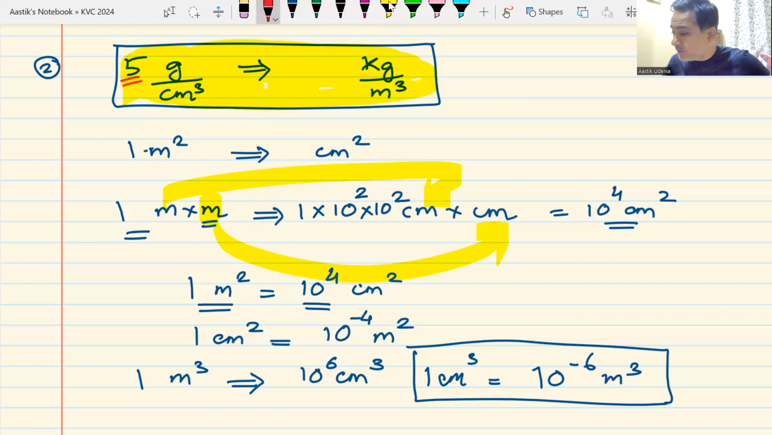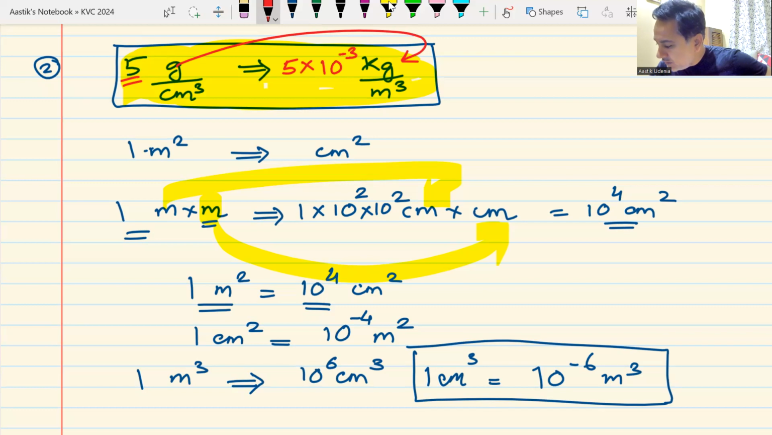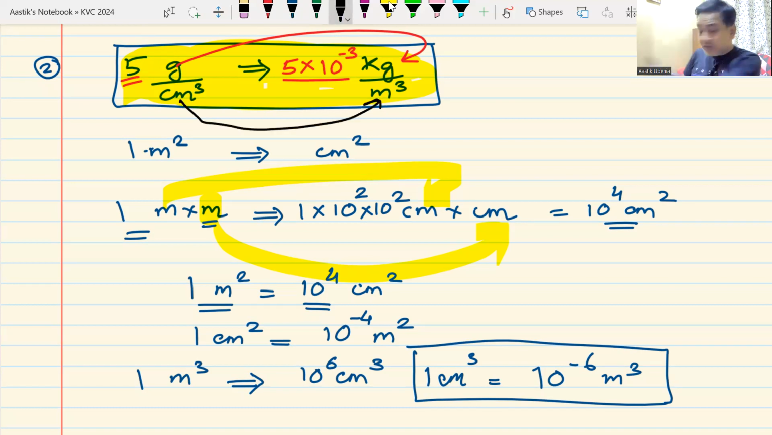First of all, I write this 5 here. Then what I need to do is convert gram into kilogram. How do I convert gram into kilogram? Multiplied by 10 raised to the power of minus 3. Now comes division, and I use a different color pen so that I can make it out. Now I have to convert centimeter cube into meter cube. We've just now seen how: 10 to the power minus 6.